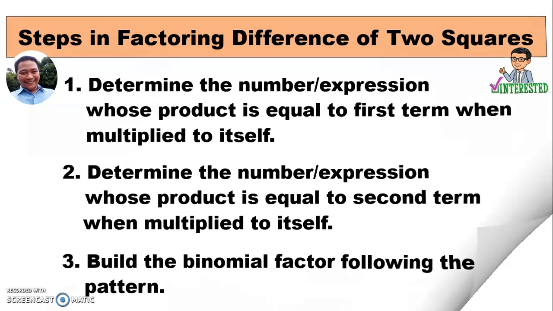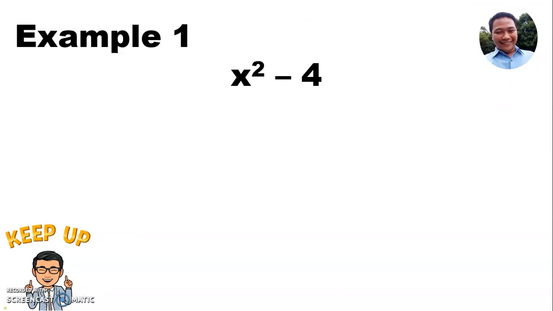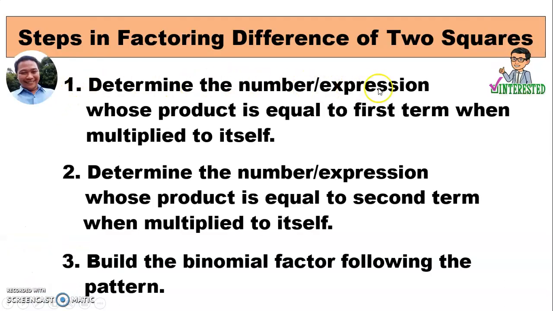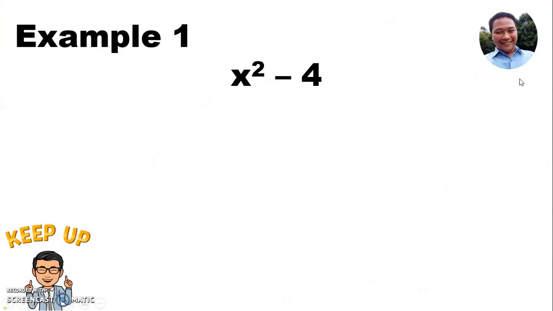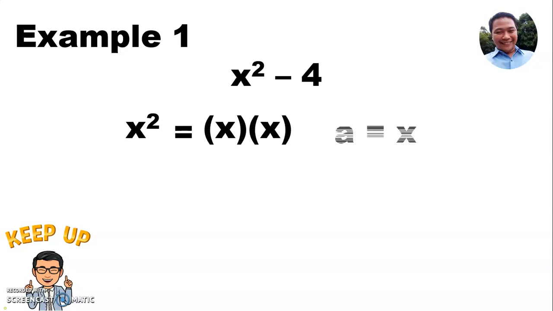Let's take example number 1. x squared minus 4. Following the steps, determine the number or expression whose product is equal to the first term when multiplied to itself. The first term here is x squared. Now, what is the number or expression when multiplied to itself is equal to the first term? Very good. It's x. Therefore, a here is equal to x.